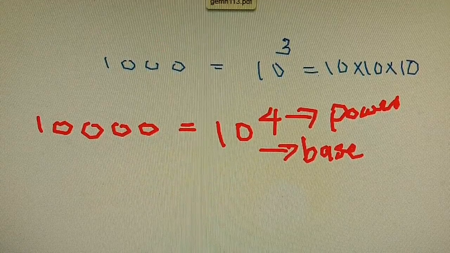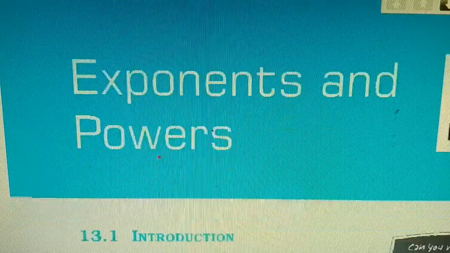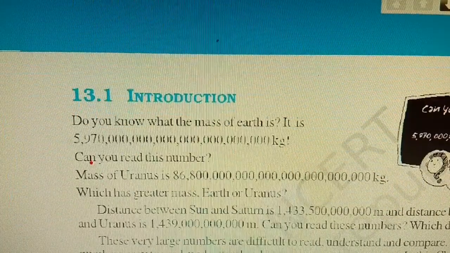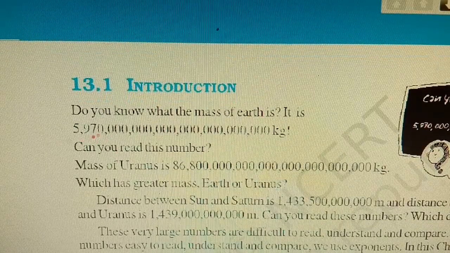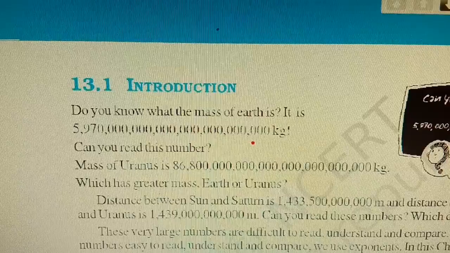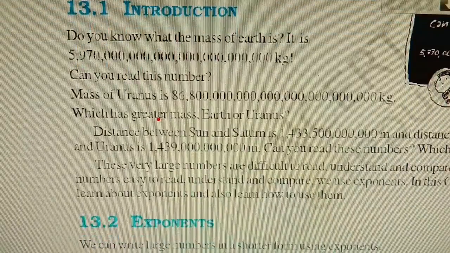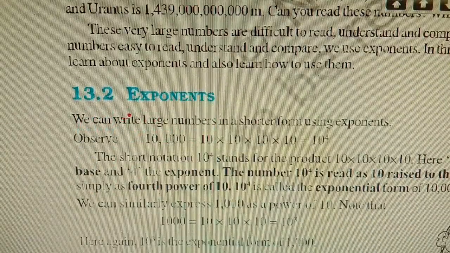Okay, from your textbook we can see now the mass of earth. Here it is given as a very large number, then 597 and 22 zeros, that much kilograms. Then these were the big number, also we can represent by these exponents.